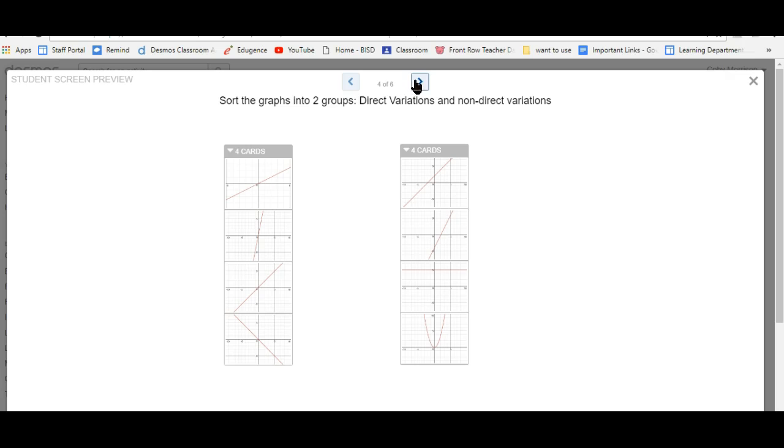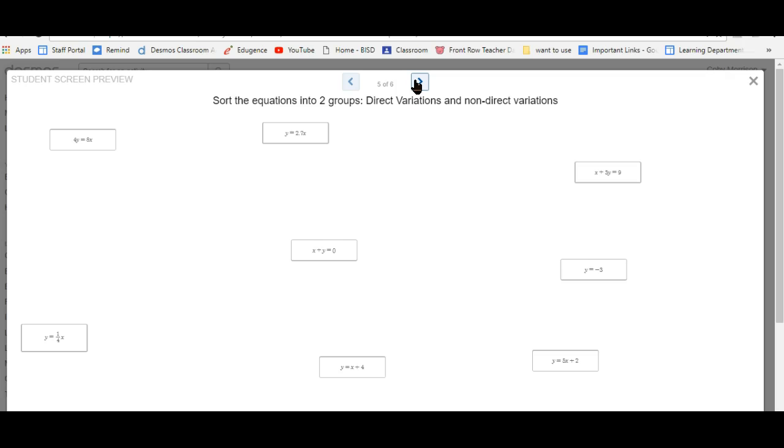Easy one there. Page 5, we have equations. An equation can be put in the form y equals kx if it's a direct variation. This is where you probably need to do some scratch work. Some of them are already there. This one is a direct variation. I'm going to put it over here. This one is a direct variation. y equals kx.